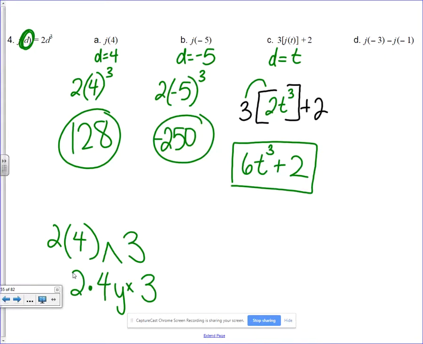Okay. Now, in letter D, we have 3 things happening here. You have to do j of negative 3 first. Then you have to do j of negative 1. Then when you're done with them, we're going to subtract them. Does everybody see that subtraction sign in between there? So we're going to take these 2 problems, find their answers, then we're going to subtract them. In the first portion of this problem, I know that the D is what? What will that look like?